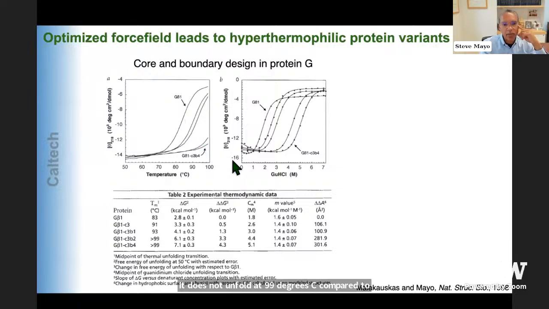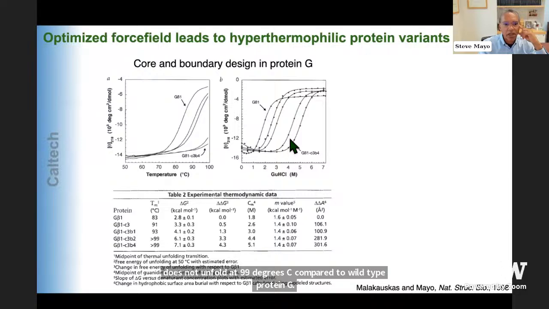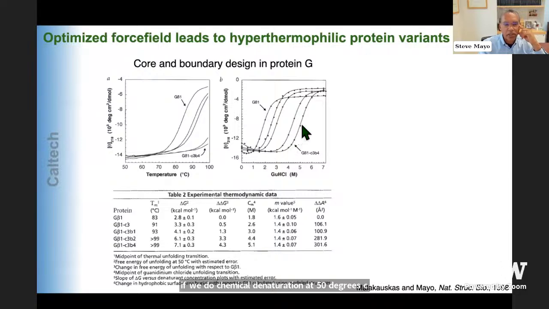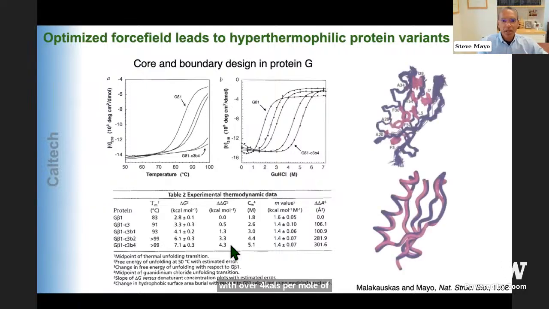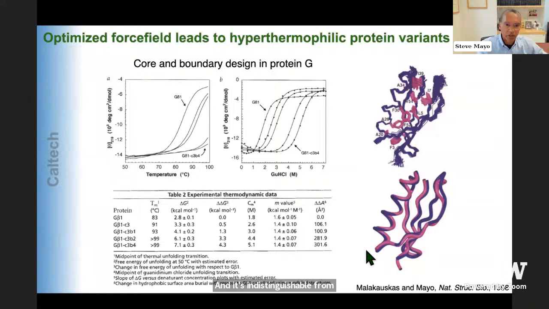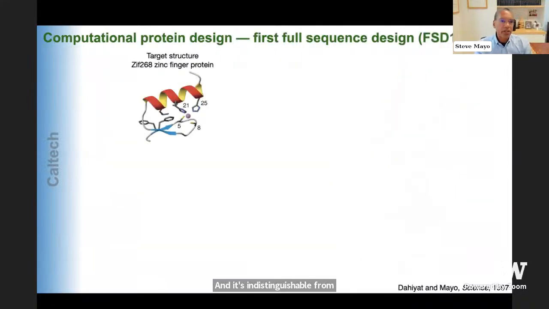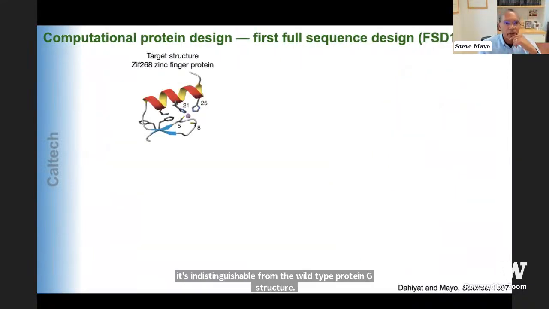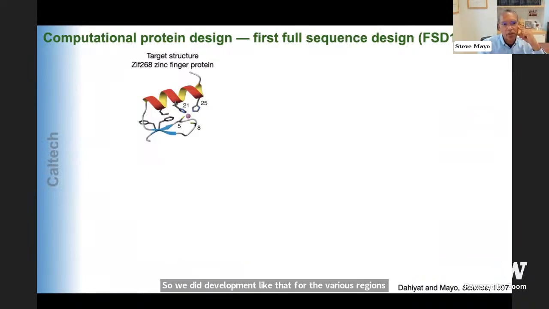If we do chemical denaturation at 50 degrees C, we can see that the designed protein unfolds with over 4 kcals per mole of additional free energy of stabilization. Then we can solve that structure by NMR, and it's indistinguishable from the wild type protein G structure. So we did development like that for the various regions of the protein and then combined them together to have a unified methodology for computing sequences for an entire protein.